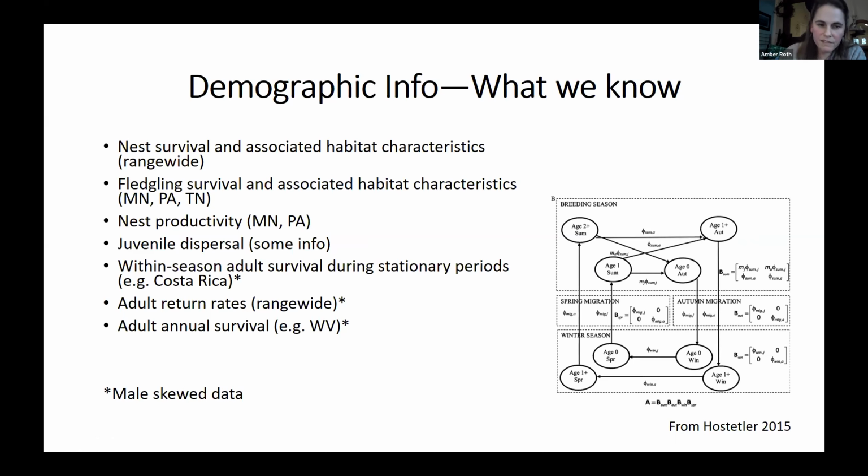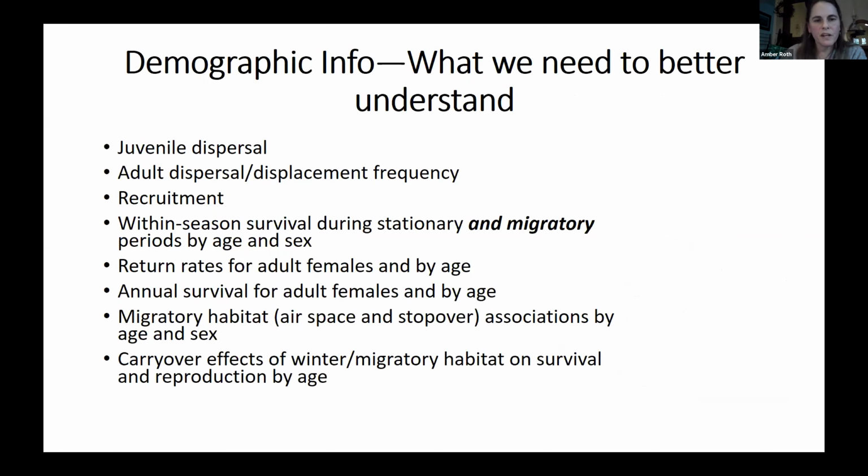We have within season adult survival rates primarily from the wintering grounds. We have a lot of adult return rate information from which we can estimate apparent annual survival. The last three bullets, all about adult survival though, are very male skewed. We know a lot more about males than we do about females, which is a little bit problematic and a significant gap.